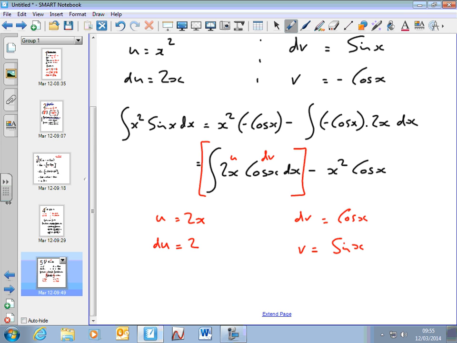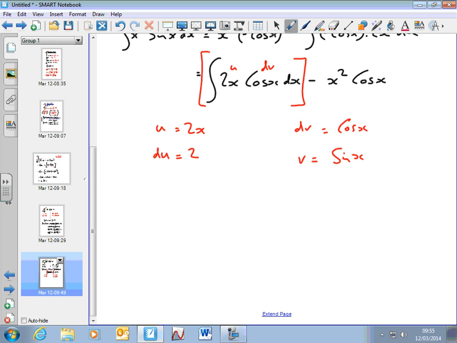And then we just plug them in. So for the bracket, the integral of 2x cos x equals uv, so that's 2x times sine x minus the integral of v, which is sine x du, which is 2. And we've now got an integral we can do.